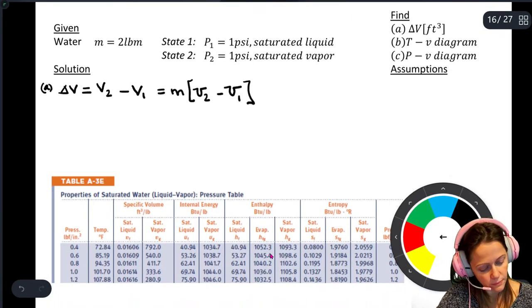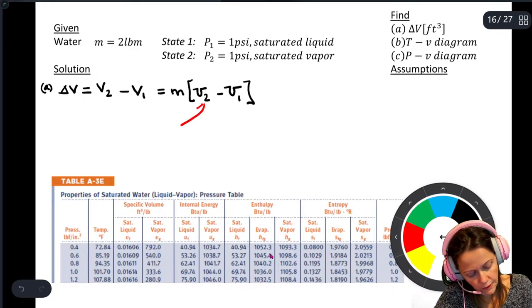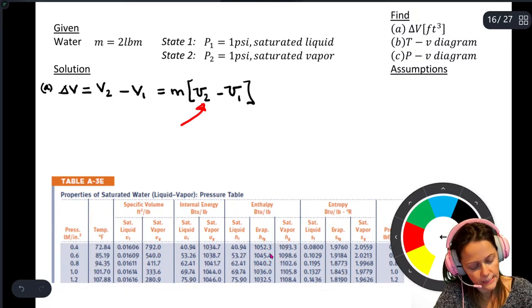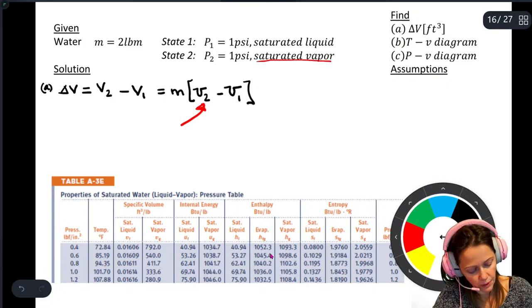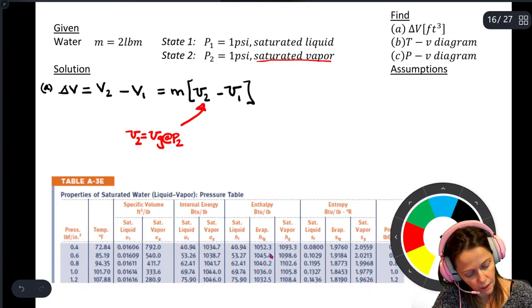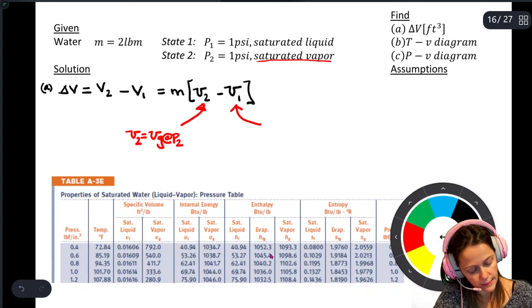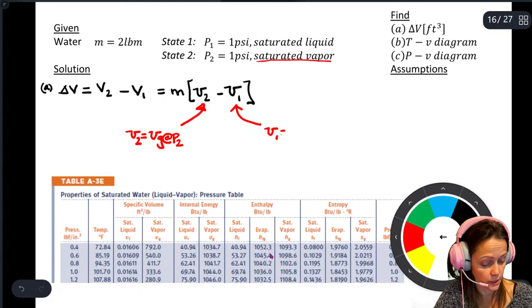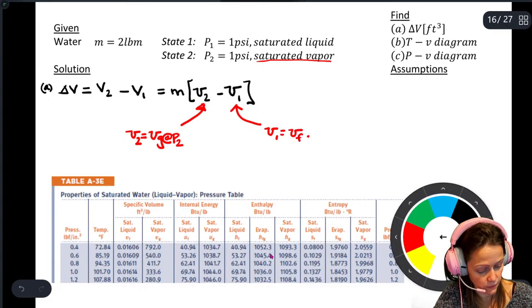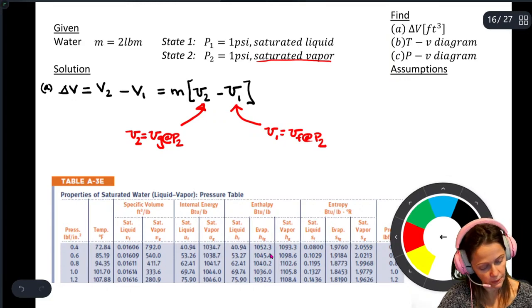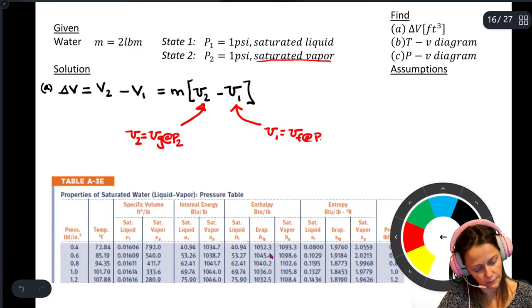All right. So our V2, well, it's a saturated vapor. So V2 is going to be our V sub G at P2. At state one, we've got a saturated liquid, so it's going to be the V sub F at P1, P2 being the same thing.